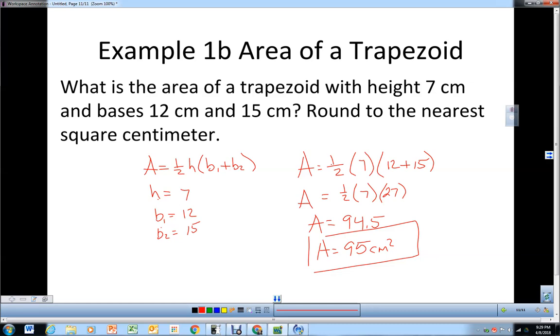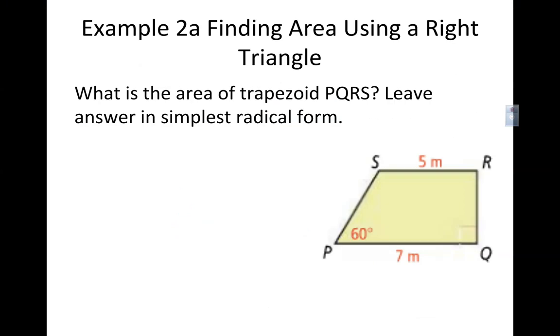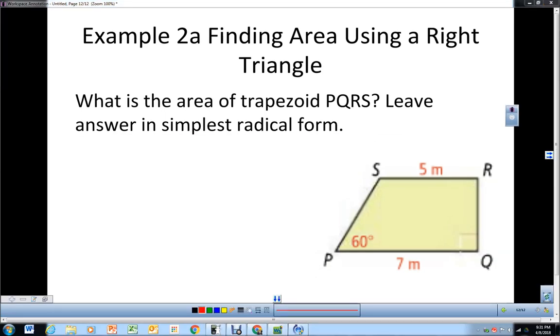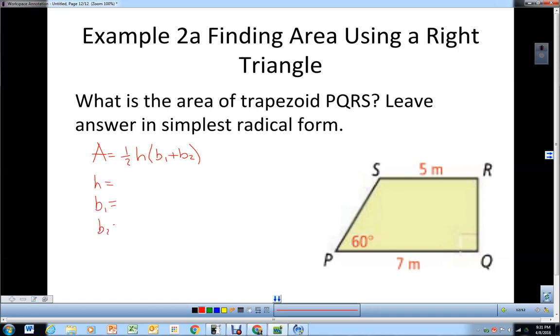All right, so let's take a look at using our formula a little bit differently now. What is the area of the trapezoid PQRS? Leave your answer in simplest radical form. Once again we have a trapezoid, but we're missing part of the information. So let's see which part we're missing. Once again we write down area is equal to 1/2 height, base 1 plus base 2. So we have a height, base 1, and base 2. Those are our variables we need to identify.